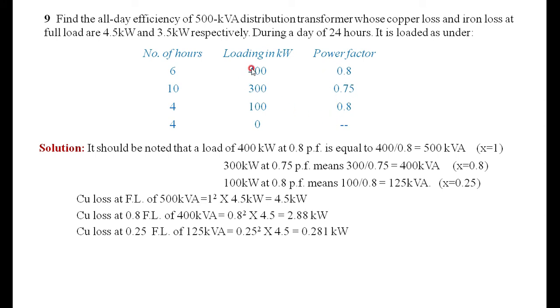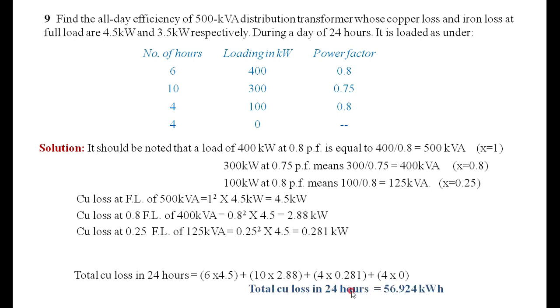Therefore, you have to find out the copper loss for 3 time periods, that is 6 hours, 10 hours and 4 hours. It is already calculated in kilowatt hour. And for 24 hours, how to calculate, I will show you here. For 6 hours, what is the copper loss? 6 into 4.5 plus, for the next 10 hours, what is the copper loss? 2.88 kilowatt, 10 into 2.88. Similarly, for the next 4 hours, the copper loss is 0.281, 4 into 0.281. And for the last 4 hours, there is zero copper loss, therefore 4 into 0.